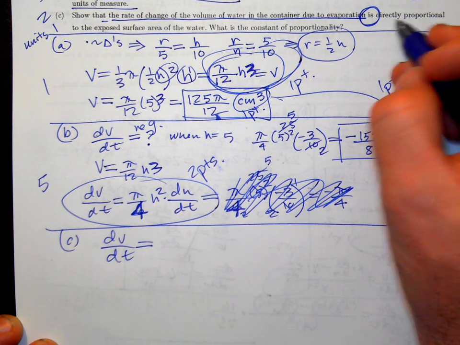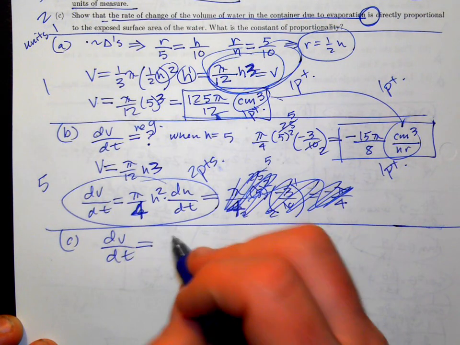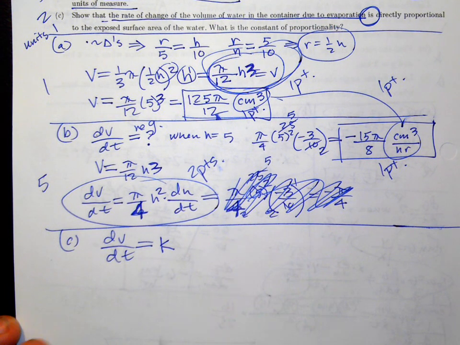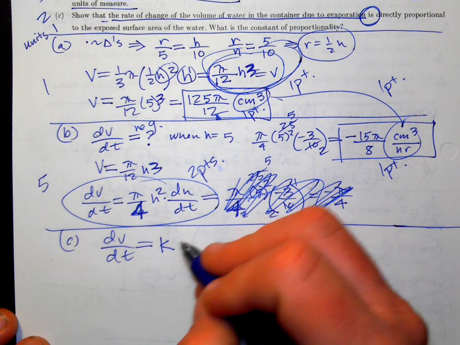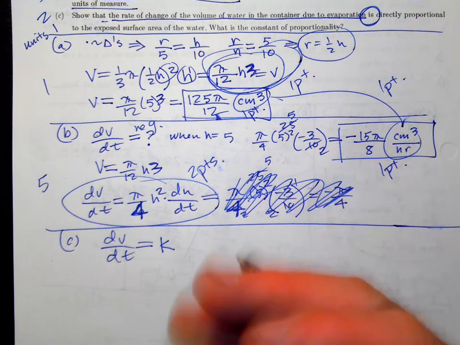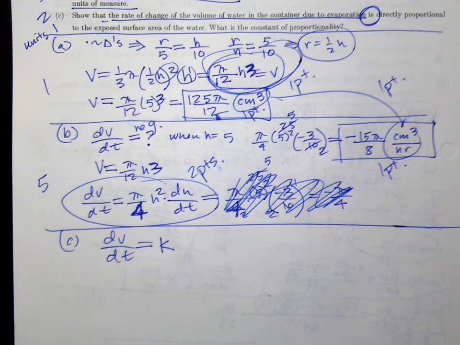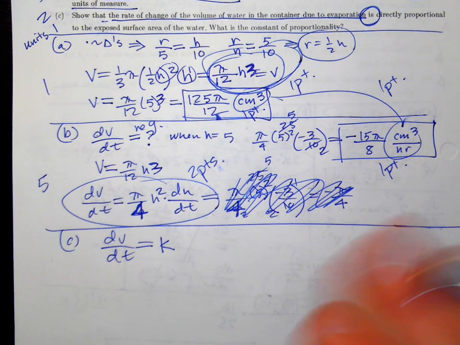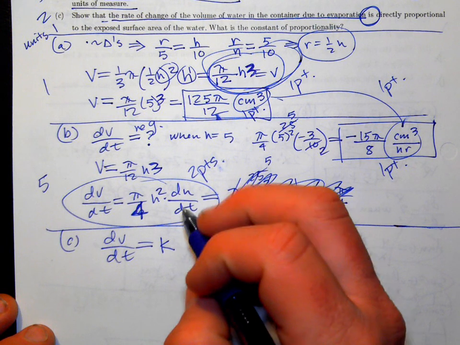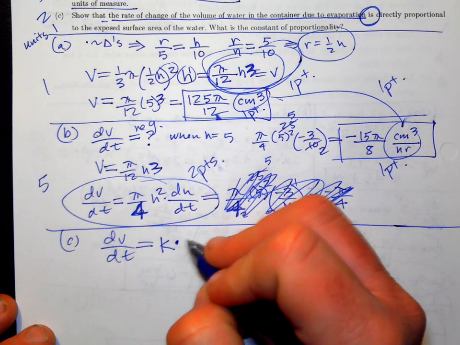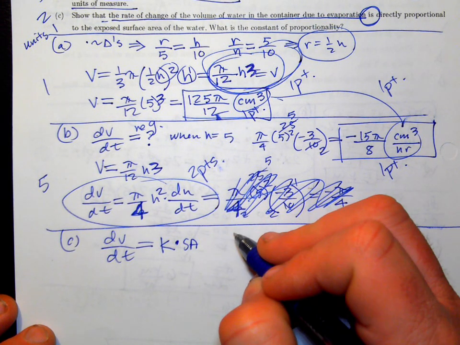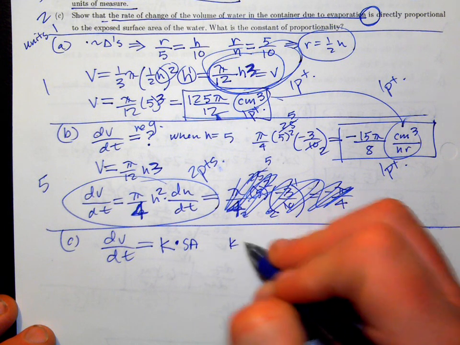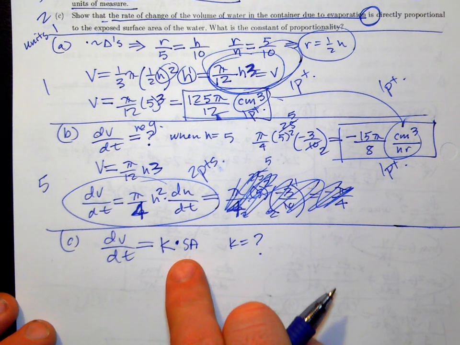equals directly proportional. So that's what a lot of times we use like a K for direct proportionality. Directly proportional. It's like a linear relationship. It's just y equals x times some number, the same number all the time. Directly proportional to the exposed surface area of the water. And then what is the constant of proportionality? So we're trying to show that this happens.